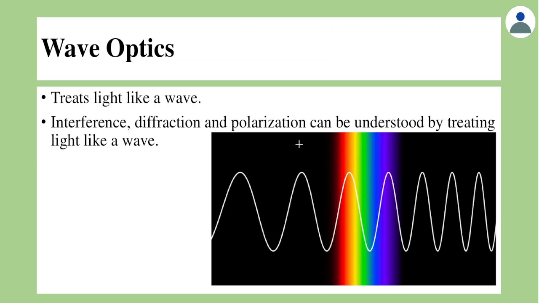The next branch of physics or optics which treats light like a wave is called wave optics. So under wave optics, we treat light like a wave. Based on wave optics, properties like interference, diffraction, and polarization can be understood. Again, we will see what these properties are in the chapter on wave optics. For now, understand that wave optics means treating light like a wave.